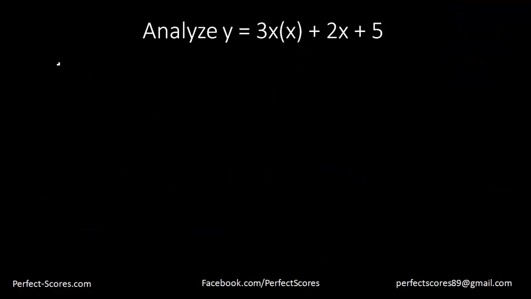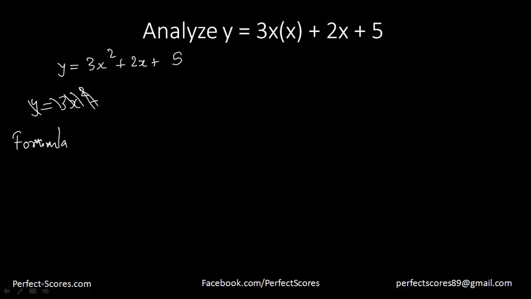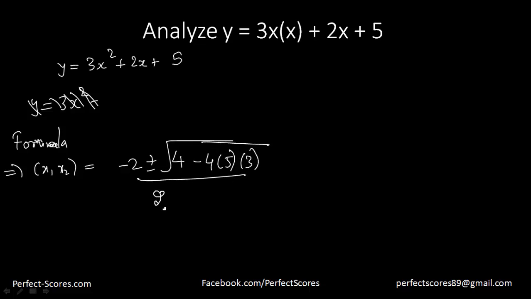Now let's go ahead and analyze this, that is y equals 3x squared plus 2x plus 5. Again, I'm going to try to split this. 5 times 3 is 15. Now over here I can sense that I might not be able to split the middle term. So I'm going to use the formula: the roots are going to be minus b plus or minus square root of b squared minus 4ac, divided by 2 times a.